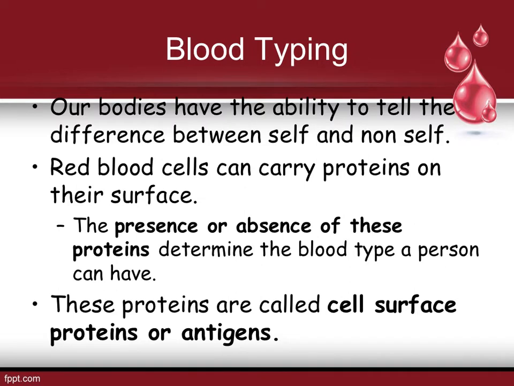The way they do that is because most cells, and especially red blood cells, carry proteins on the surface, on their cell membrane. They have these proteins that are embedded. Now, the presence or absence, and it's important that you realize that it could be either of these, so either the presence or the absence of these proteins is kind of what determines which of the 4 blood types you will have. These proteins are called cell surface proteins, but they can also be called antigens. So antigens, cell surface proteins, they're all the same thing. All right, if you need to pause the video, now would be the time.